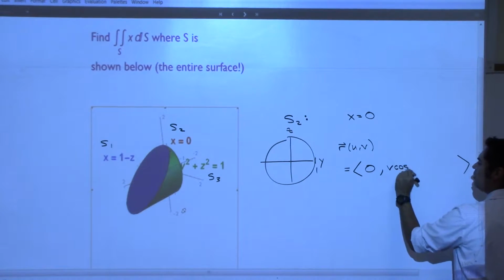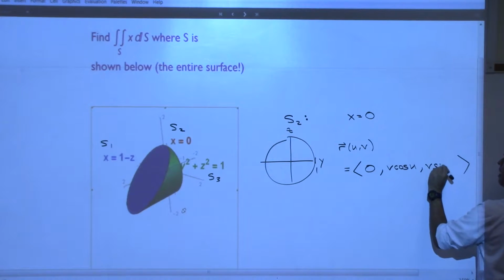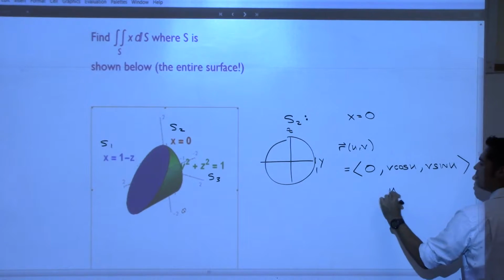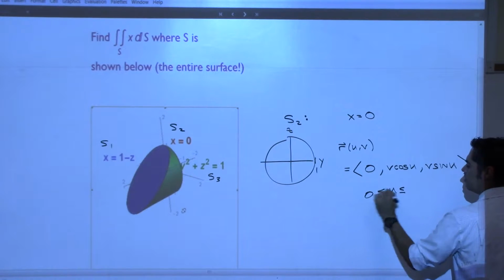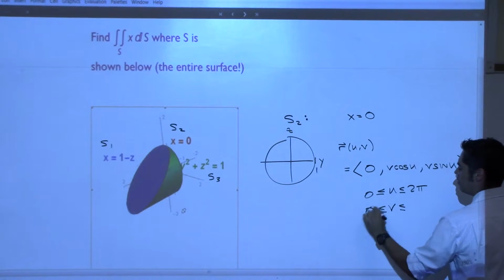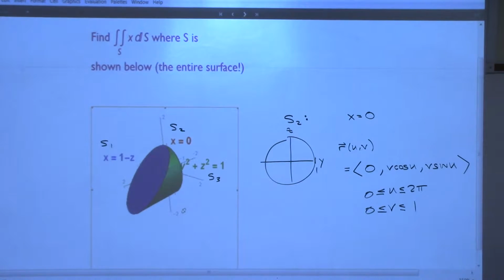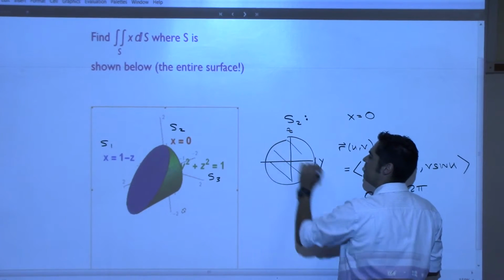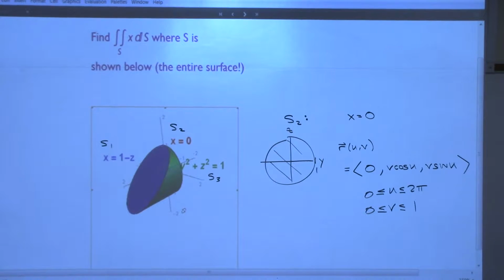V cosine u, V sine u, u's between 0 and 2 pi, v's between 0 and 1. This will draw me circles with a changing radius. The radius is going to change from 0 to 1, so it should draw me that entire disk, right? Once I've got this, I can go to my formula.